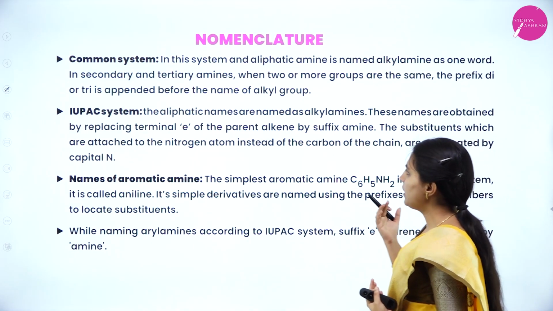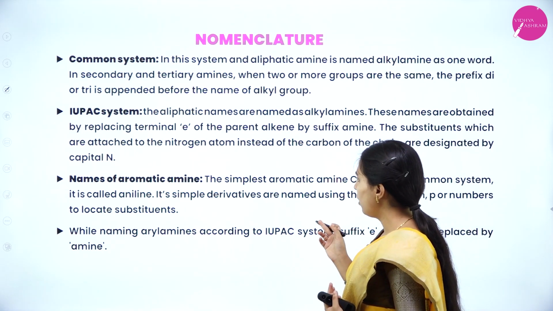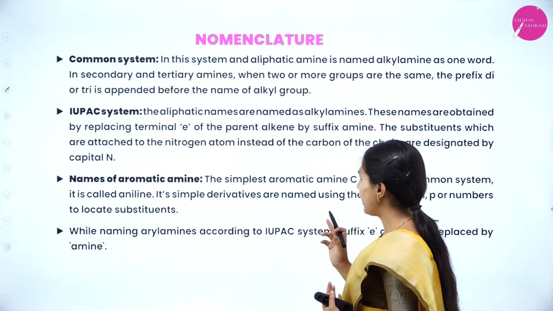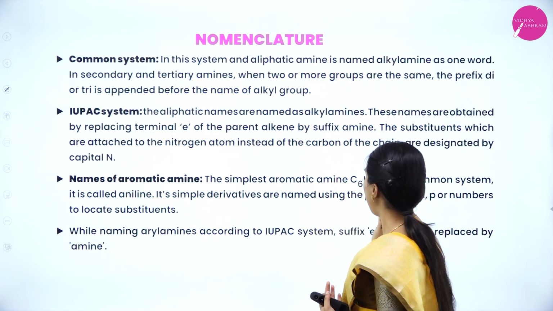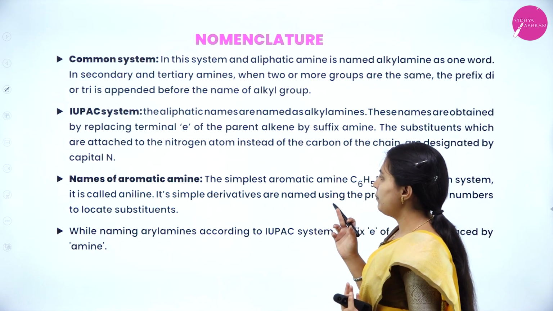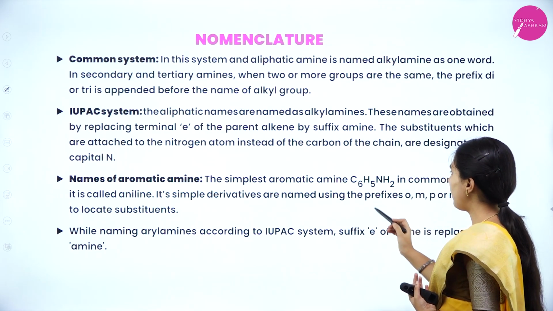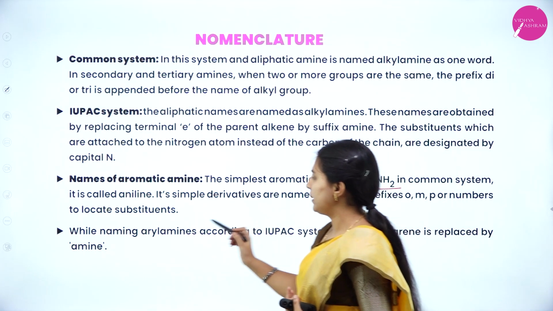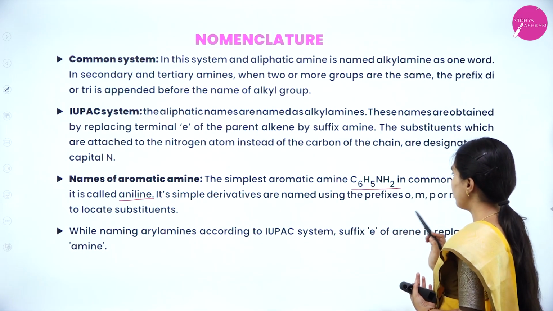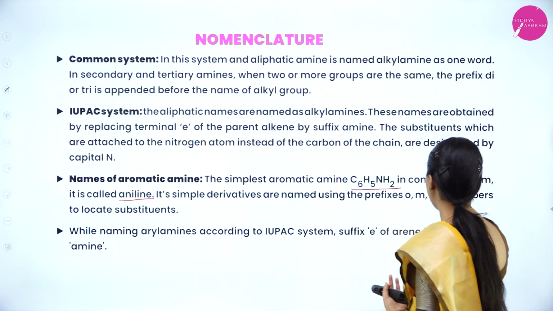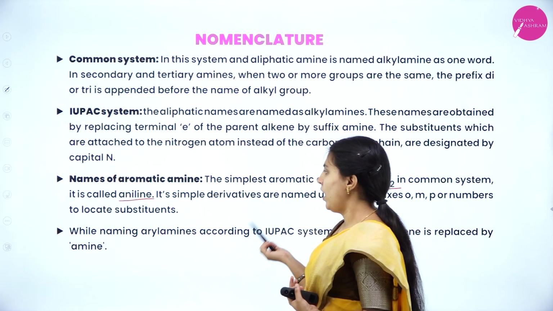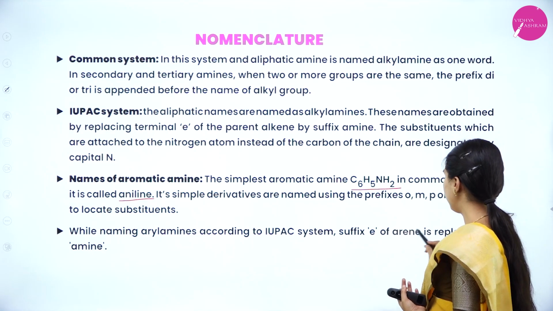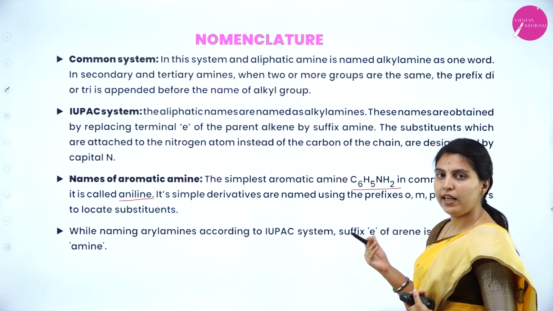These names are obtained by replacing terminal E of the parent alkane by suffix amine. The substituents which are attached to the nitrogen atom instead of carbon of the chain are designated by capital N. Names of aromatic amine. The simplest aromatic amine is C6H5NH2. In common system, we call it aniline. Its simple derivatives are named using the prefixes ortho, meta, para or numbers to locate substituents. While naming aryl amines, according to IUPAC system, suffix E of the arene is replaced by amine.